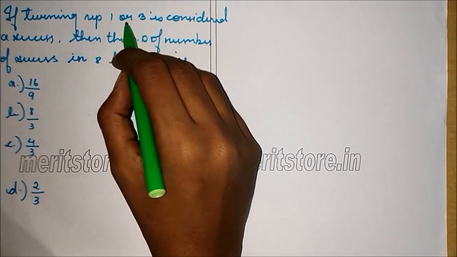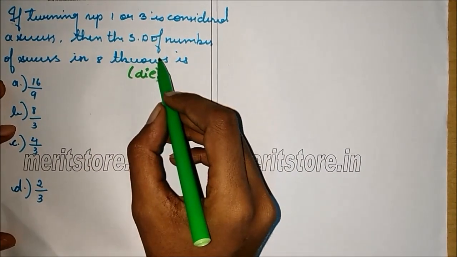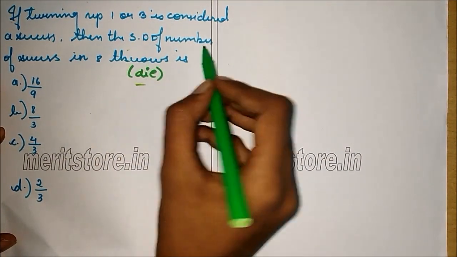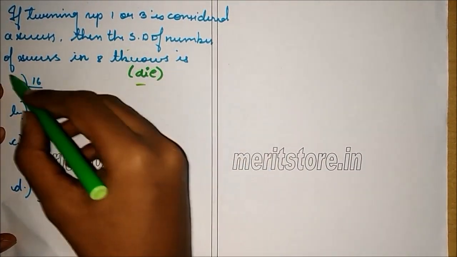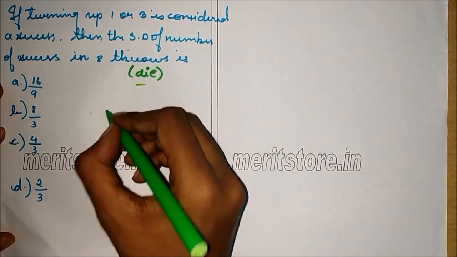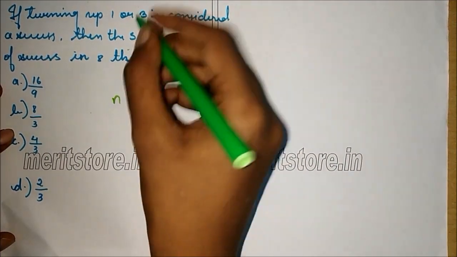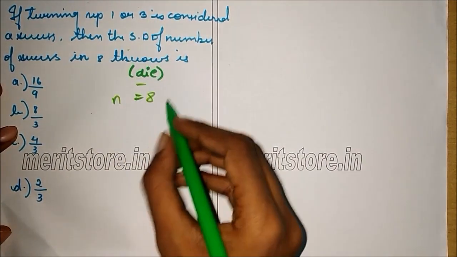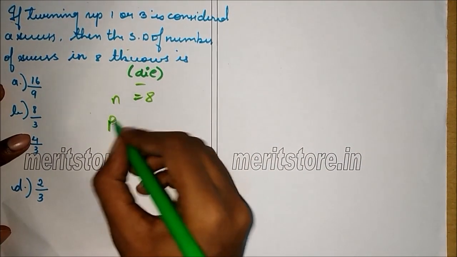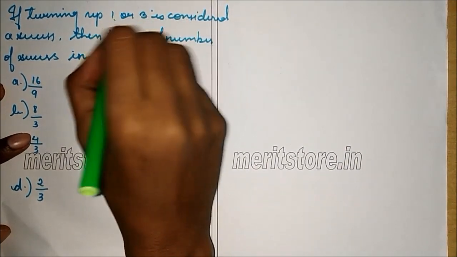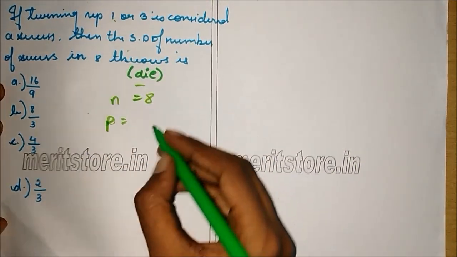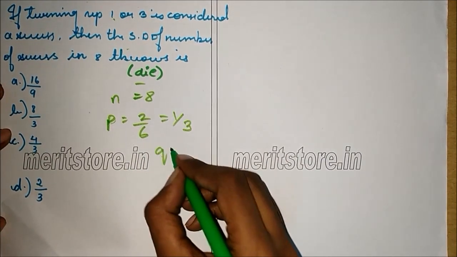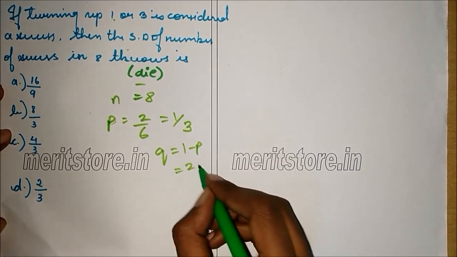If turning up of 1 or 3 is considered a success for a die, then standard deviation of success in 8 throws is, so n is 8, number of throws is 8, and success is considered when 1 or 3 shows up in a die. So probability of success is, so 2 numbers are considered success out of 6 faces. So this will be 2 by 6, which will be 1 by 3. Therefore Q will be 1 minus P, which is equal to 2 by 3.